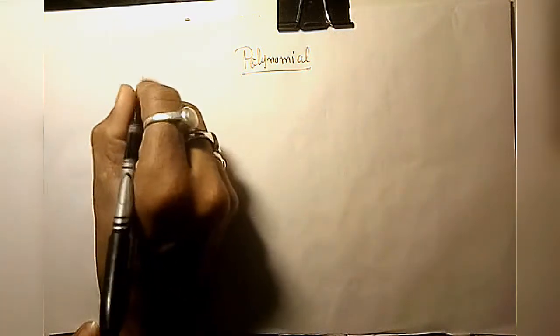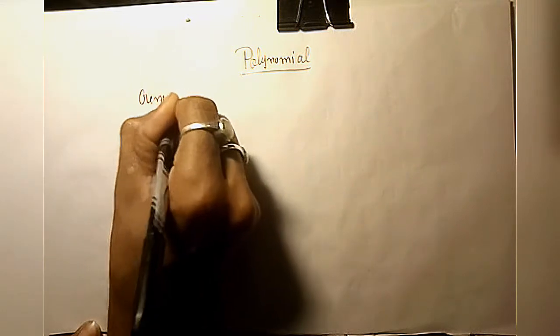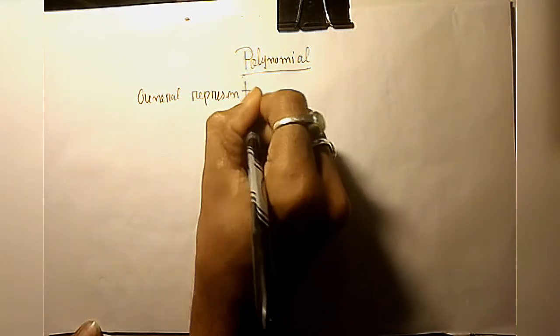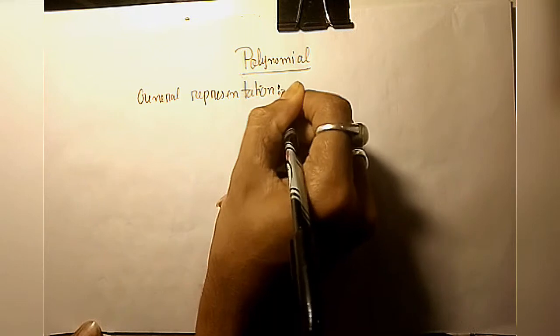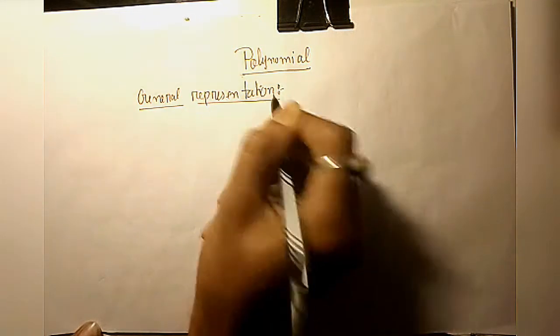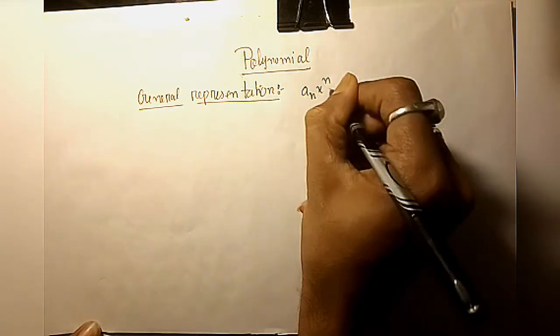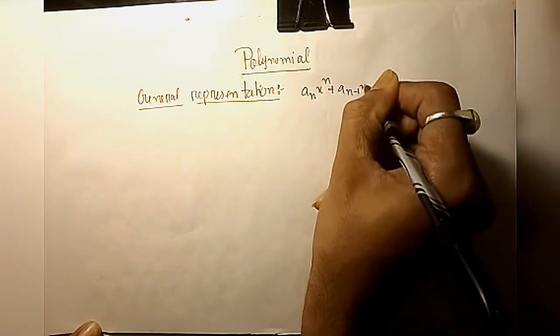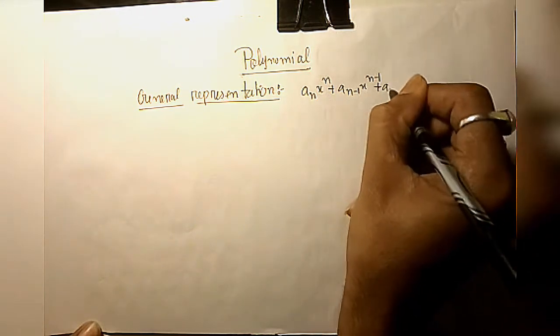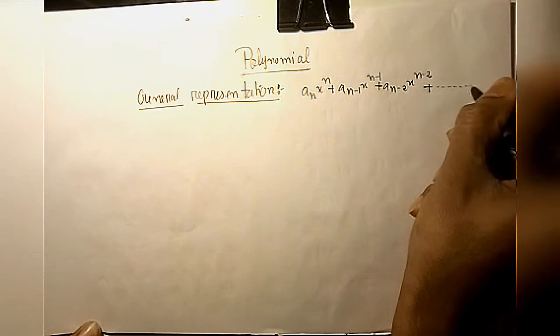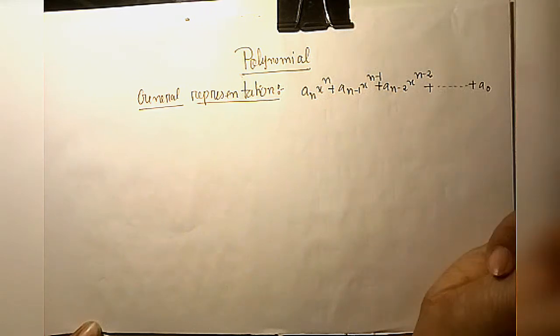So let's move to the topic polynomial. First of all, we should know the general representation of a polynomial. That means how to represent a polynomial in general form we should know. So the general representation is a_n x to the power n plus a_(n-1) x to the power n minus 1 plus a_(n-2) x to the power n minus 2 plus ... plus a_0.